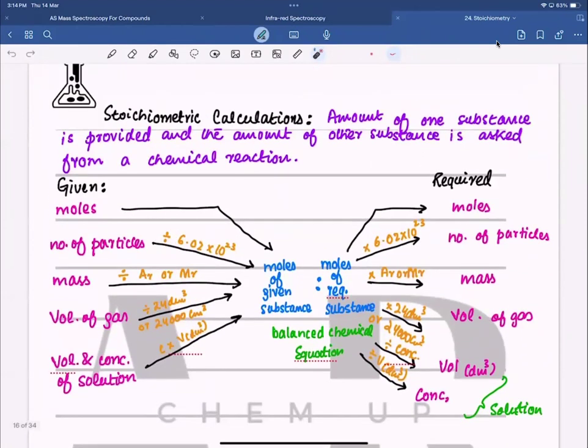The easier way, it's a little longer, but there is a very slight chance of any error in it. You have to first figure out which quantity is given, and convert that quantity into moles. Then identify which substance's quantity is required. You take their mole ratio, and by the mole ratio you figure out the moles of the substance whose quantity is required. When you have its moles, you convert those moles into whatever quantity has been asked, using these formulas. Is this point clear?